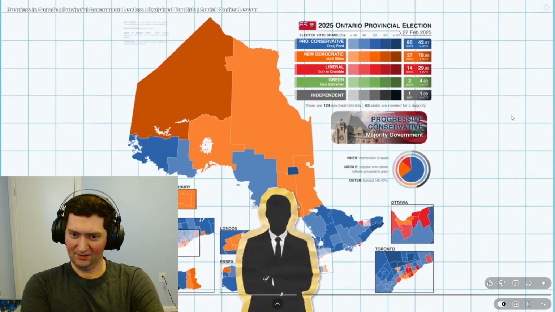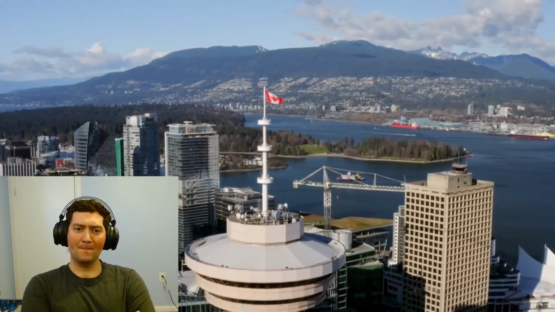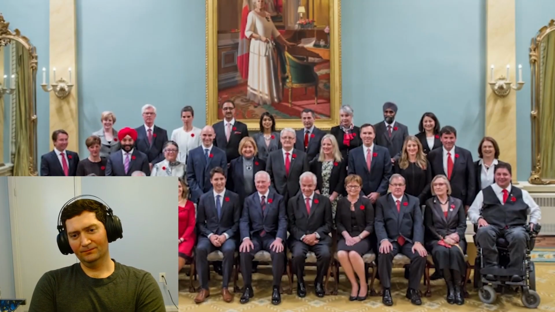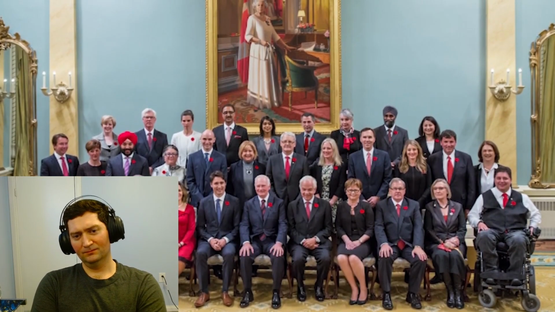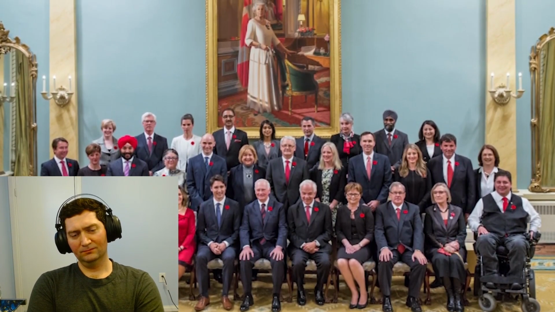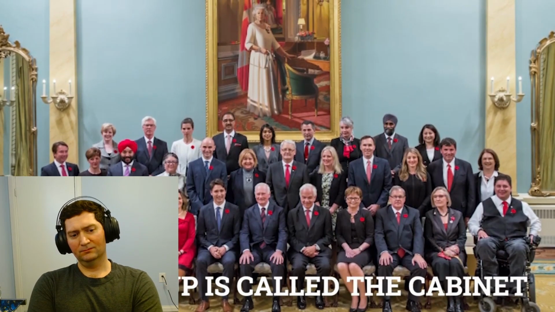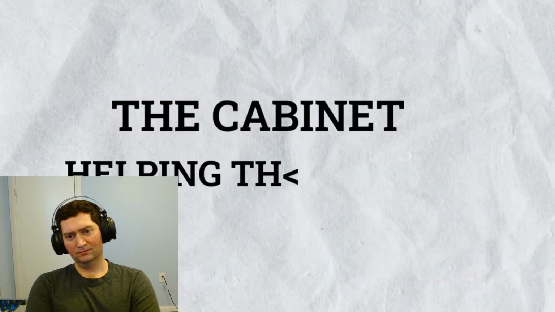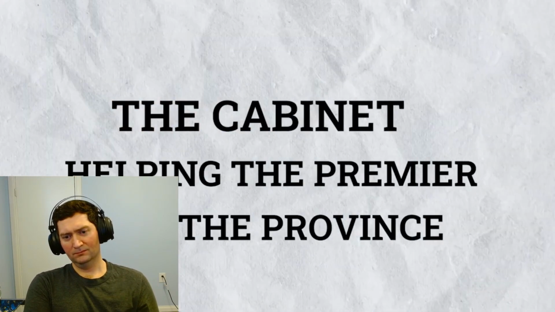Just like in the federal government, the leader of the party with the most elected representatives becomes the premier. The premier's job is to lead the province, make important decisions about policies and laws, and represent the province in national discussions with the prime minister and other premiers. The premier also selects a group of ministers to help run different areas of government. This group is called the cabinet. The cabinet, helping the premier run the province.